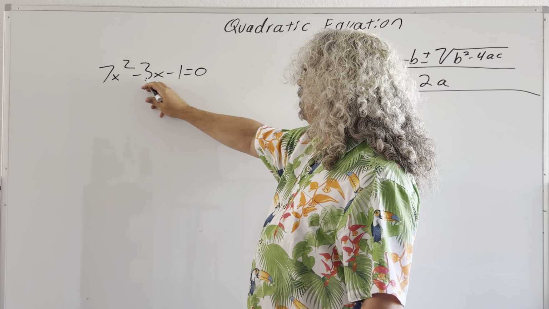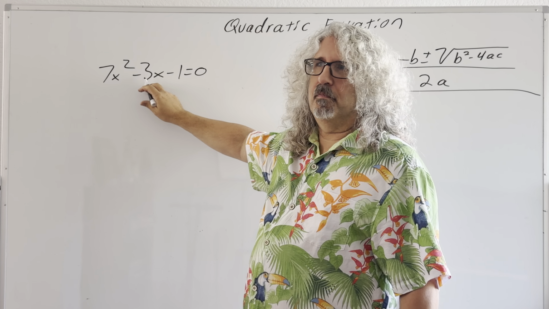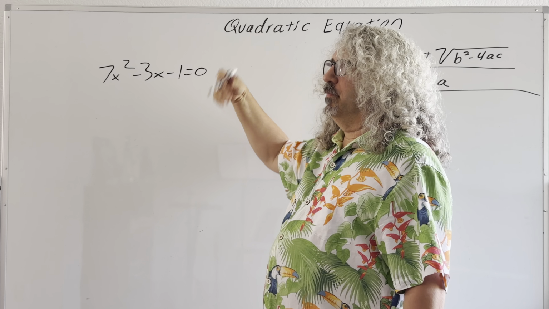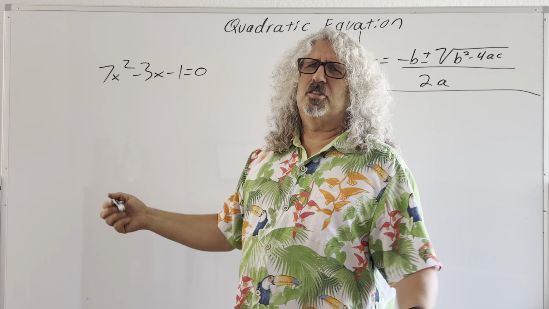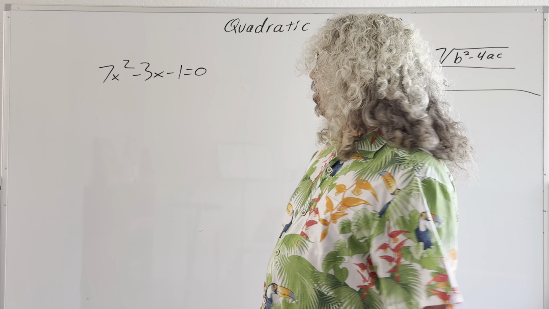If that was an even number, I could probably do the completing the square, but that also gets a little messy with the leading term. It's just a little messy. We're going to use the quadratic equation.